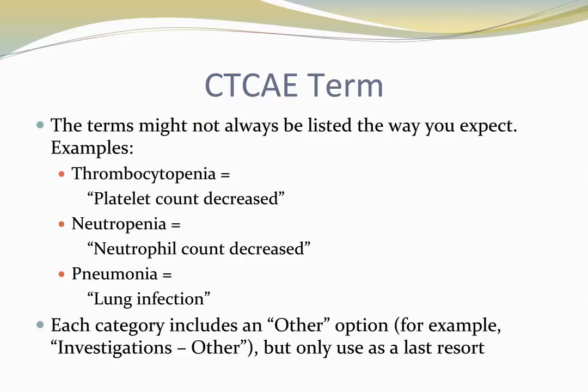Sometimes the CTCAE term might not always be listed the way you would expect. Some examples of this include thrombocytopenia, which would actually be platelet count decreased, neutropenia, which would be listed as neutrophil count decreased, lastly, pneumonia, which would be listed as lung infection. You also might notice that rarely you will not be able to find a CTCAE term that best describes an AE experienced by the patient. Each category includes an other option, for example, investigations other. Please only use this option as a last resort and make sure to verify if there is a similar AE term that could be used instead.